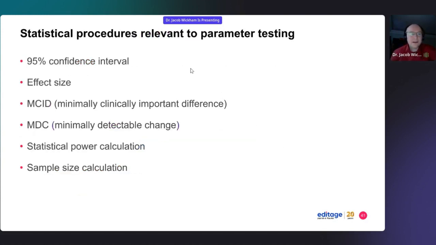So here are statistical procedures relevant to parameter testing. Again, the 95% confidence interval is important. Effect size. In medicine, there's minimally clinically important differences, and then minimally detectable changes. These are important aspects of some medical data. You can also do a statistical power calculation and a sample size calculation to be able to predict how big your sample size needs to be, and to take into account the variance of your data.